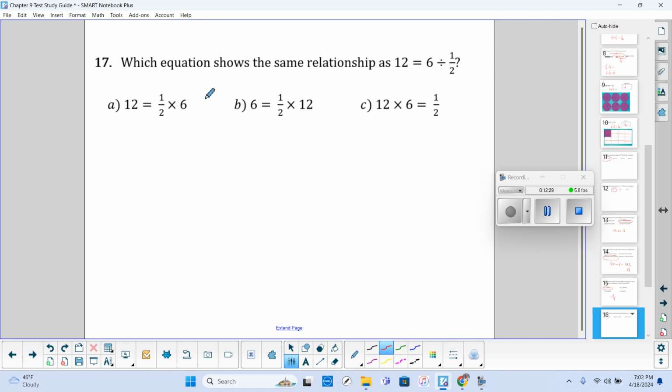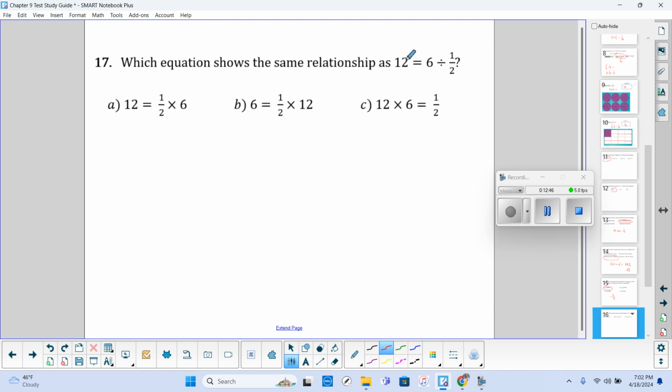Number 17, which equation shows the same relationship as 12 equals 6 divided by a half? I'm going to show this a couple of different ways. The first way I want to talk about is I'm going to use numbers that aren't up here, numbers that are nice and easy to work with.